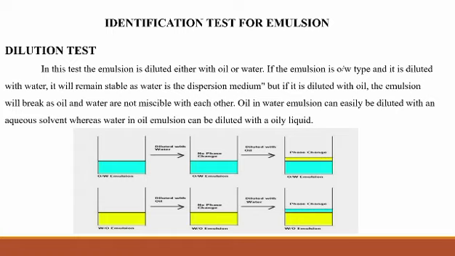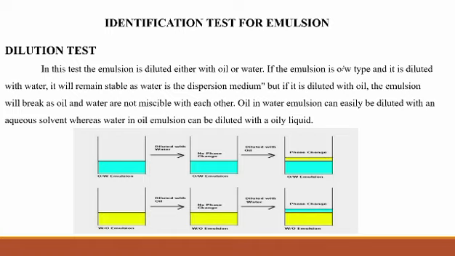Next, we are going to discuss the identification tests for emulsions. The identification of the type of emulsion is a very crucial step in pharmaceutical formulations. It is crucial in formulation and also in evaluation, because the physical properties, stability, therapeutic effectiveness, and route of administration all depend on whether the emulsion is oil in water type or water in oil type.